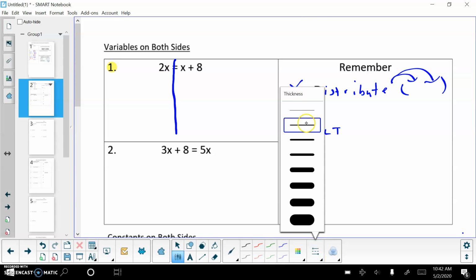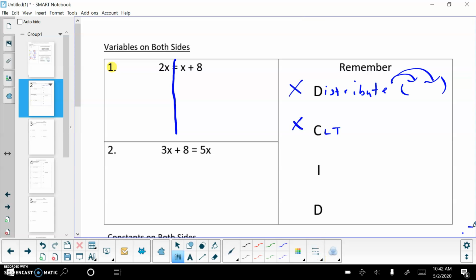Okay, the next thing on our DCID is I for isolate. And the isolate steps that we look at first are ones where you can add or subtract first. So that's what I'm going to look at first. And I notice that I've got x's on both sides, and I really want to get my x's together. That's a part of isolating. So I'm going to do this here.